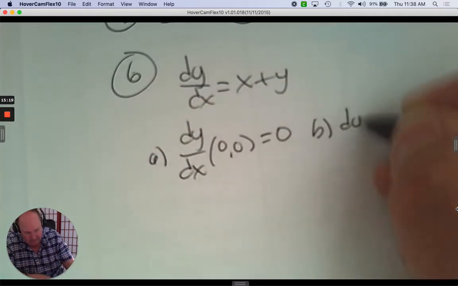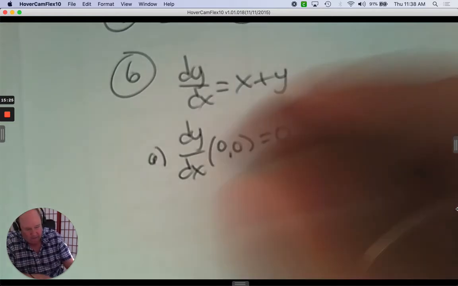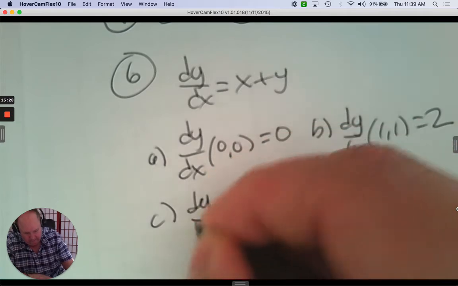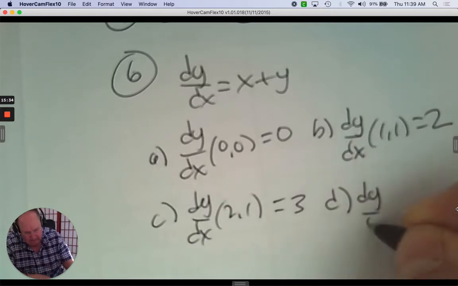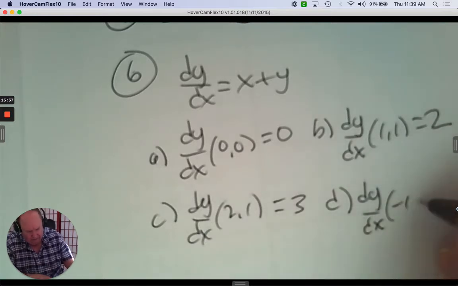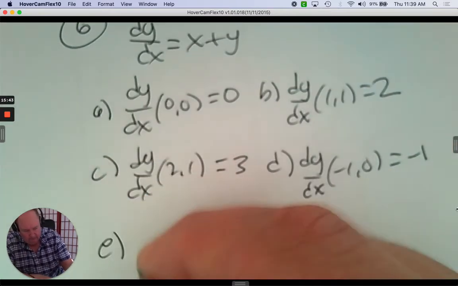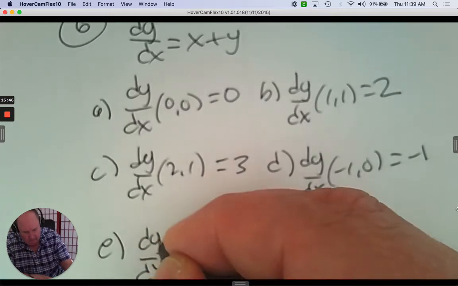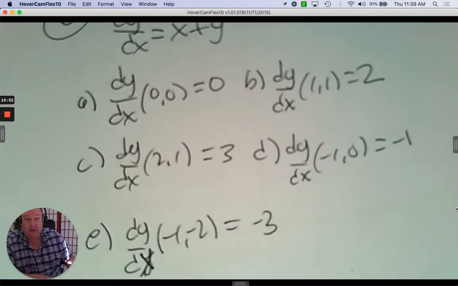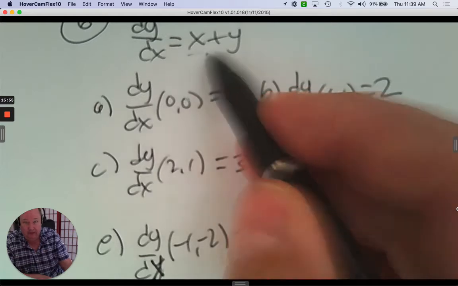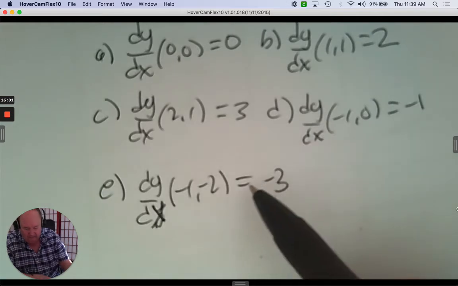And for B, plug in the point 1, 1 into that formula. You get the answer 2. Plug in the point 2, 1. You get the answer 3. You get the idea. Plug in the point negative 1, 0. You get the answer negative 1. And then one more time, plug in the point negative 1, negative 2, and you get the answer negative 3. So you have a formula, and you plug in the x and the y coordinate, and you add them together, and there's your answers. So that would be the slopes at each point.